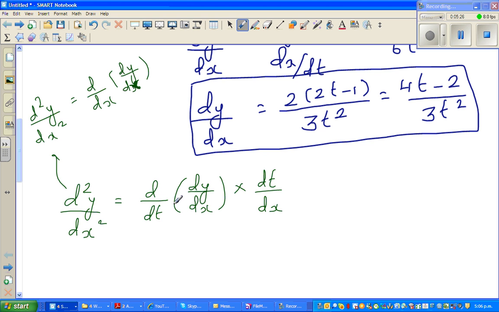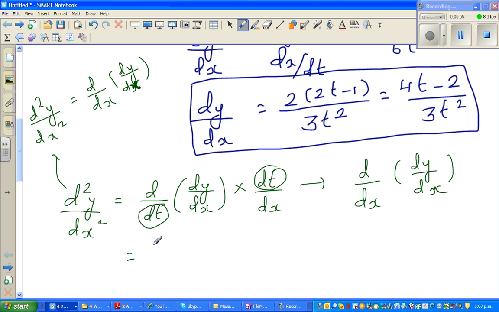So if you look at this, this dt and this dt get cancelled. So basically this is nothing but d by dx of dy by dx. So this is equal to d by dt of dy by dx, which can be written as d by dt of, what is dy by dx?